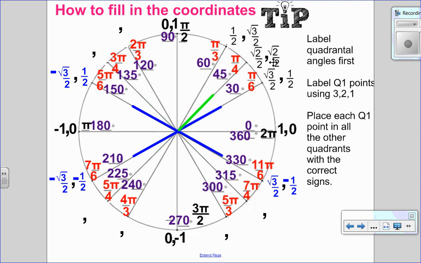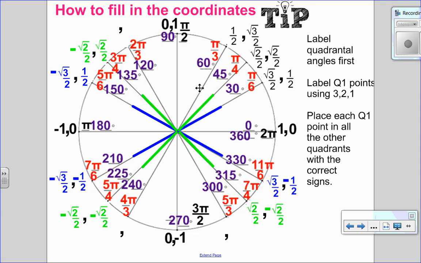Now I'm going to do the same thing for my 45 degree angle. So 45 is root 2 over 2, root 2 over 2. Placing that into quadrant 2, I should see a negative positive: negative root 2 over 2 and root 2 over 2. In quadrant 3, both coordinates are negative. So negative root 2 over 2, negative root 2 over 2. And in quadrant number 4, it should be positive negative. So root 2 over 2 and negative root 2 over 2.